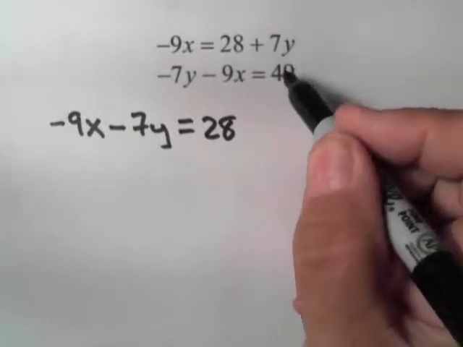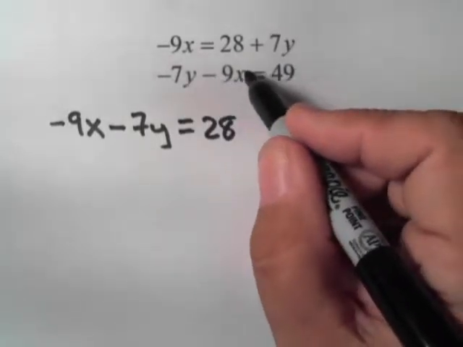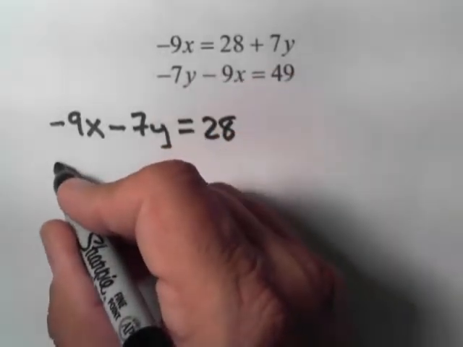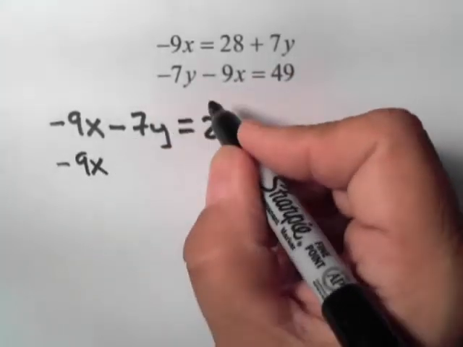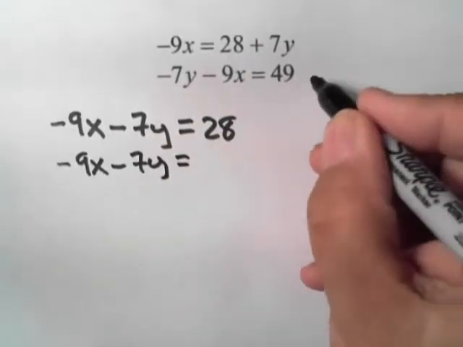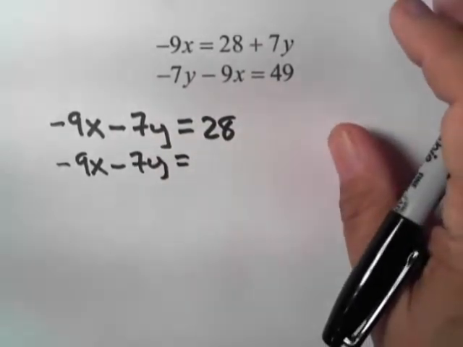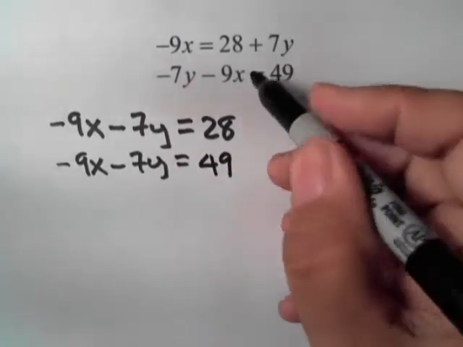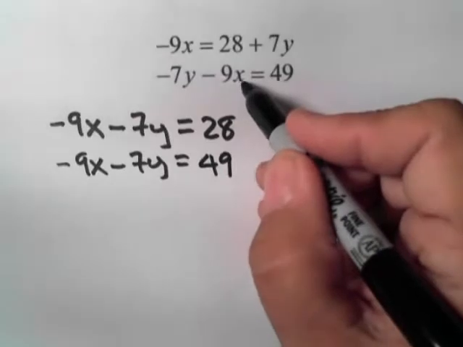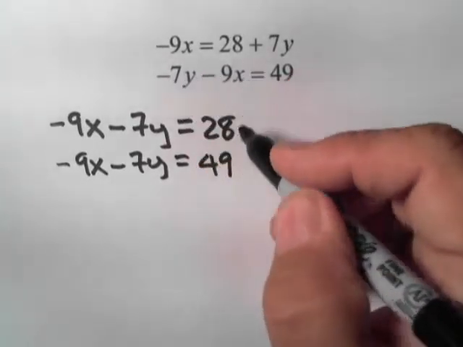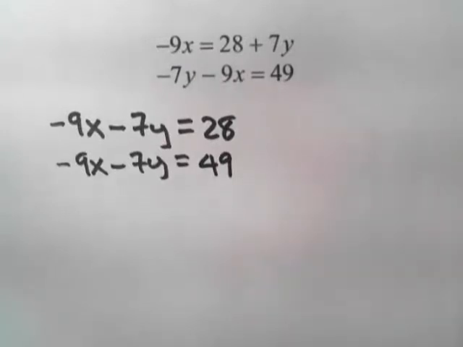Now, this guy right here, we've got the x and y on the left, but they're out of order. So I'll write this as negative 9x minus 7y equals, and what do we have here for a number? Looks like 49. Now let's double check this. Both the variables were on the left. I just put the x first, negative 9x, then minus 7y equals 49.